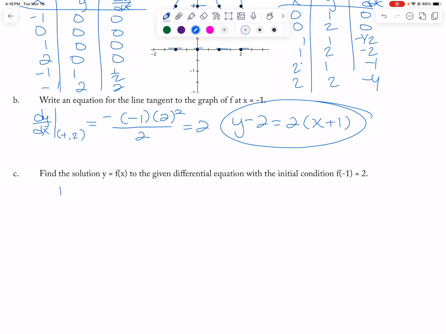Particular solution, so 1 over y squared dy. I'm going to separate the variables, negative 1/2 x dx.